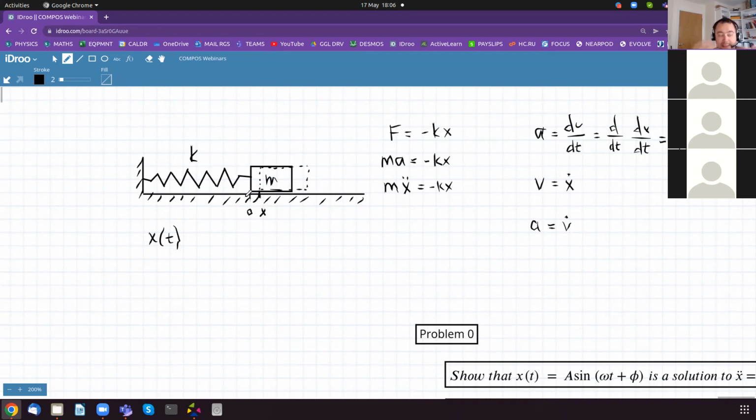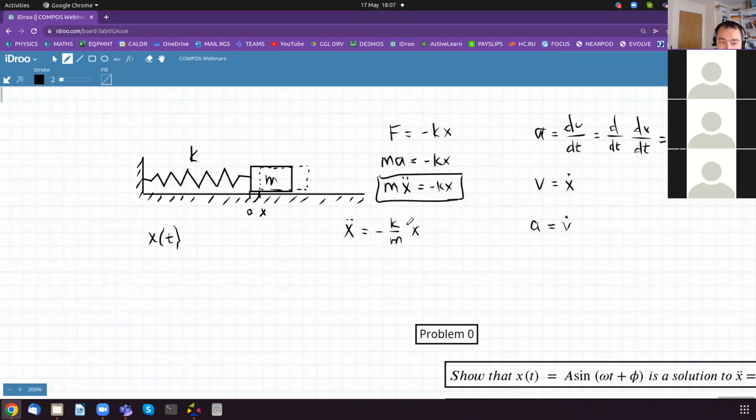We are aiming to find x with respect to time. So we want to be able to predict where the mass will be at any given moment in time. This is called the equation of motion, and this is a differential equation. So we're going to rewrite it. We're going to say x double dot is equal to minus k over m x.